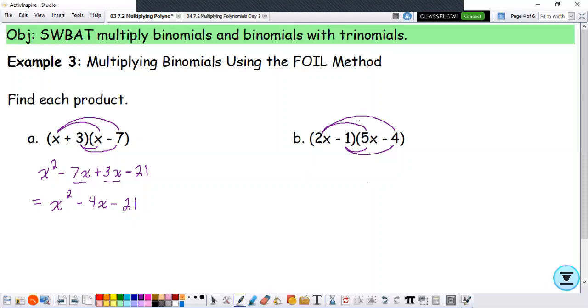So 2x times 5x, 2 times 5 is 10, and then we have x squared. 2x times negative 4 is negative 8x. Negative 1 times 5x is negative 5x. Negative 1 times negative 4 is positive 4. We have like terms in the middle, so we're going to go ahead and combine those. So we have 10x squared minus 13x plus 4.